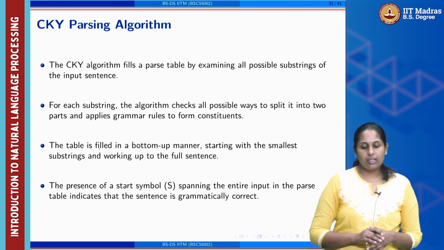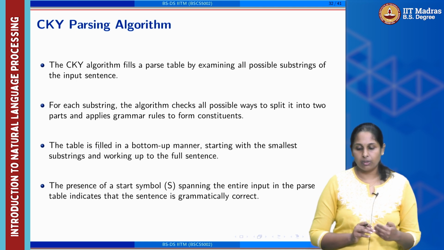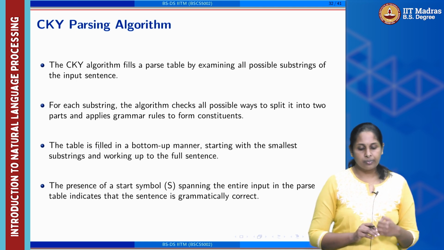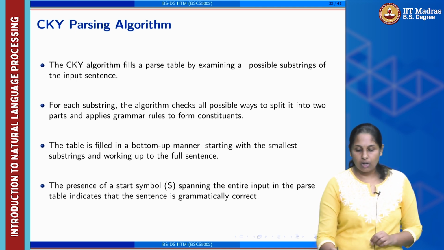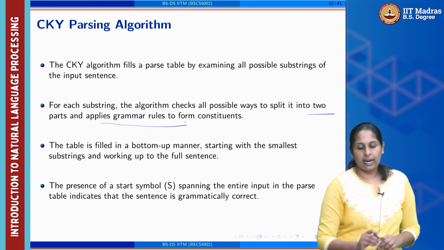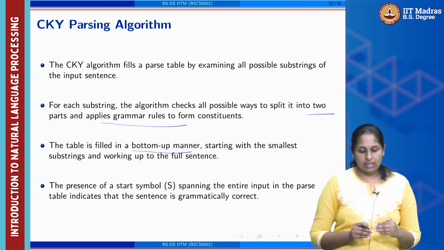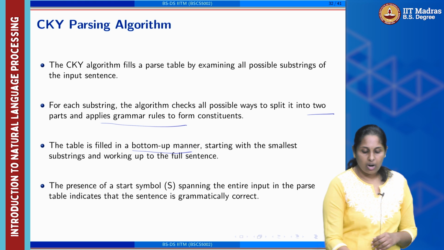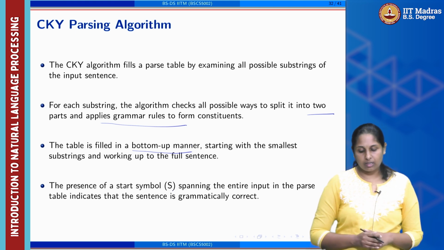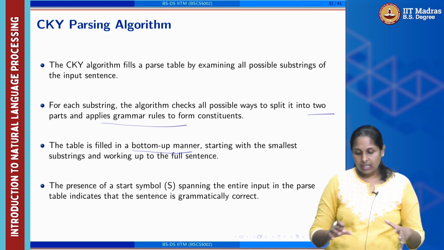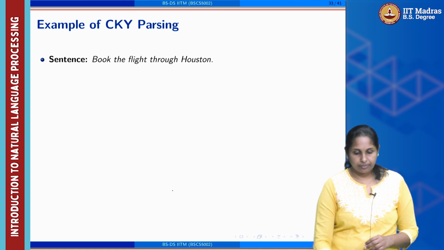Now this algorithm takes the parsing table and examines all the possible substrings of the input sentence. It goes into each of the parts, splits the part into two ways, and applies the grammar which forms the constituent. The table is filled in a bottom-up manner, starting with the smallest substrings and working up into the full sentence. The presence of the start symbol spanning the entire input in the parse tree indicates that the sentence is grammatically correct.